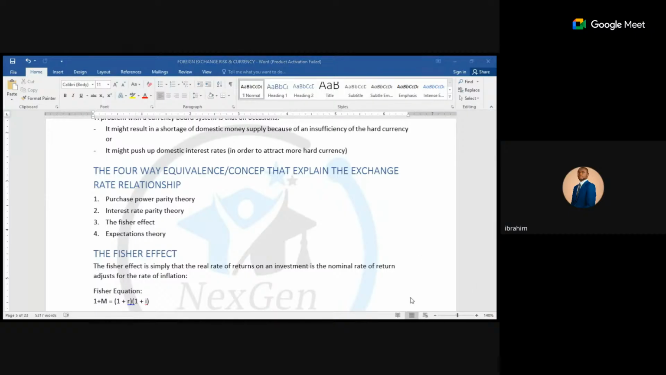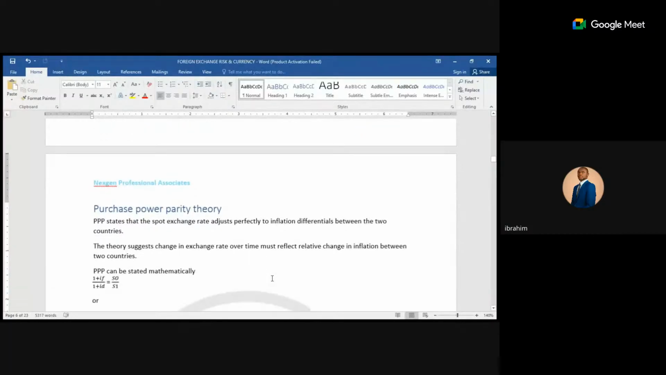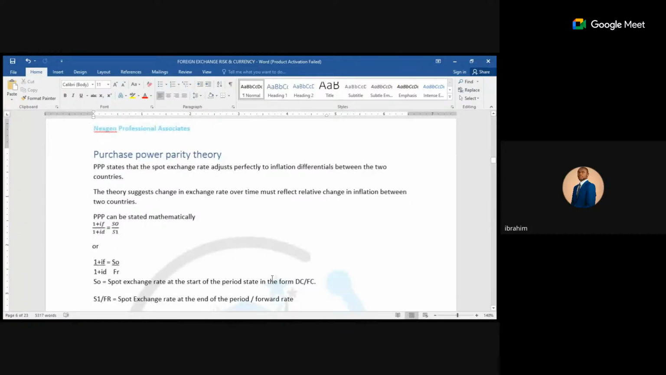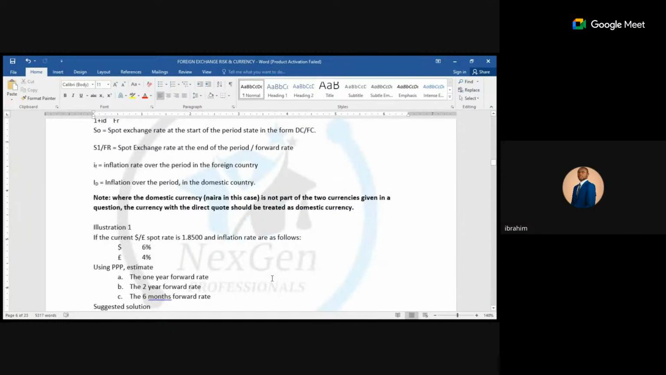The first one talks about the purchasing power parity, our focus on the interest rate parity. The purchasing power parity states that you have to adjust for inflation of the two currencies. Your exchange rate should reflect the inflation of the two currencies. And I gave a formula and why we have to use that formula. Then we looked at illustration 1.